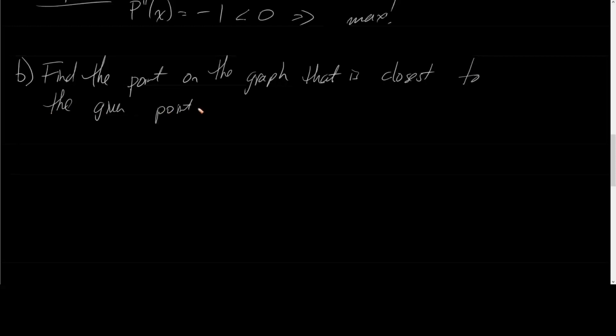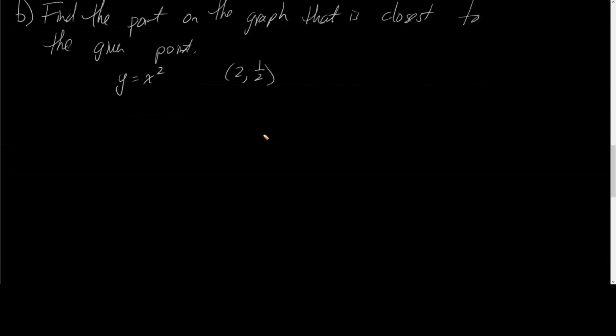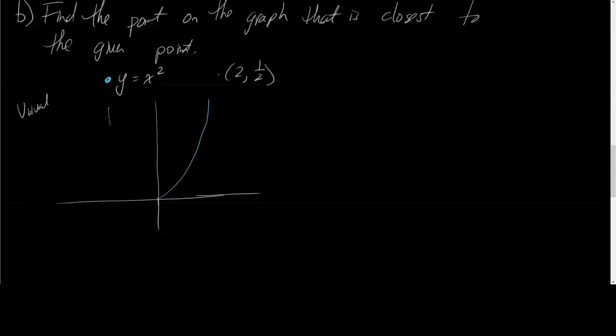And here's what we've got. We've got the graph y equals x squared, and we've got the point 2 comma 1/2. All right. So let's see what we're saying here. I'm going to sketch this. We're going to get a visual of this right now. Let's see. All right. So this is our visual. We've got some function here, y equals x squared, right? And that's the graph of y equals x squared. And we've got this point over here, 2 comma 1/2, right?